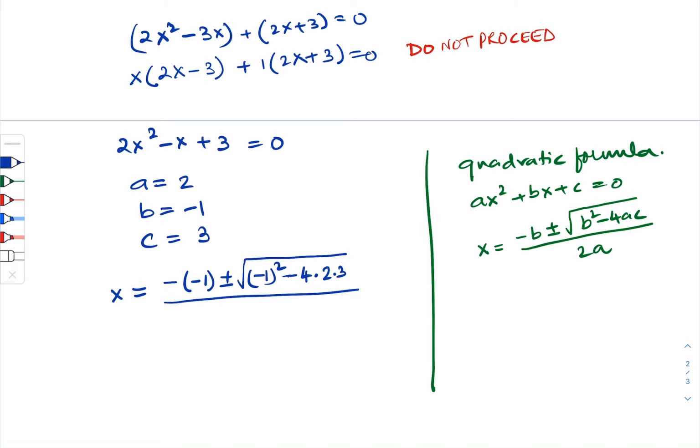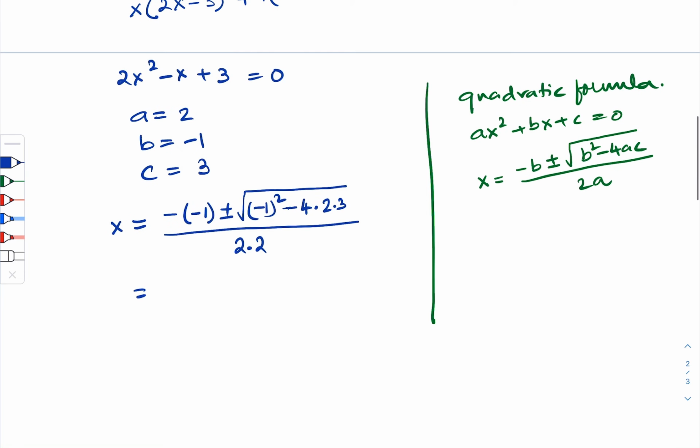Now this might be a little hard to follow, so feel free to pause the video and try to write it out yourself as you do this, okay? So it makes more sense. So you write, and then at the bottom you write 2 times 2, which is the a. Now let's go ahead and simplify this.